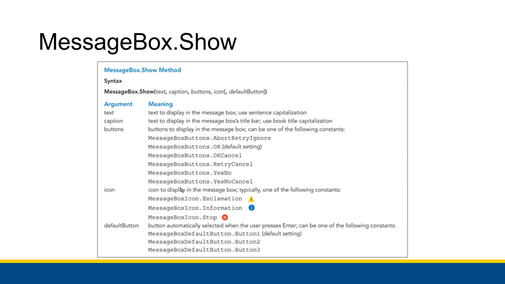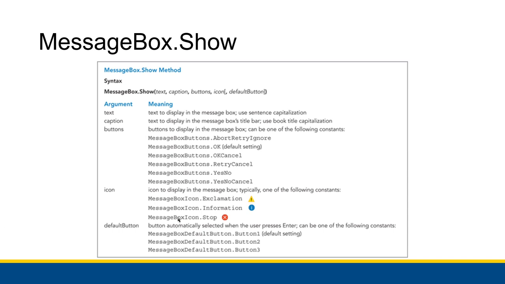Icon is the icon that actually displays, whether that is the exclamation, you know, yellow triangle exclamation mark, the information, the blue eye, or stop, the red X, depending on what you want to communicate to your user. Whether you're telling them something, or whether you're saying, hey, watch out, this is happening, or whether you're saying, a really bad error happened, something like that.